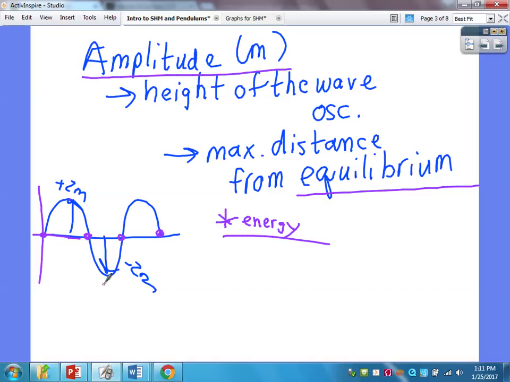Good, that's it. Usually the only mistake some people make is they'll tell me the amplitude is 4 meters, but based on this one, you can see what they do. They measure from the bottom to the very top of the wave. That is incorrect.